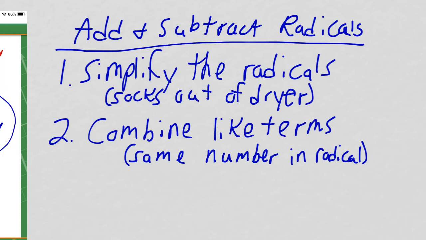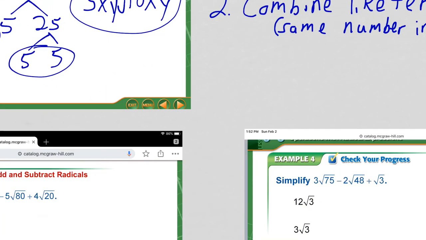You're going to have to do it for every single one of them, because the only way you can add and subtract, or know what you can add and subtract, is it has to have the same number in the radical. So that's our combining like terms, just like we would do with variables. X goes with x, so a square root of 2, you can only add to square root of 2. So let's go ahead and take a look at a problem here.